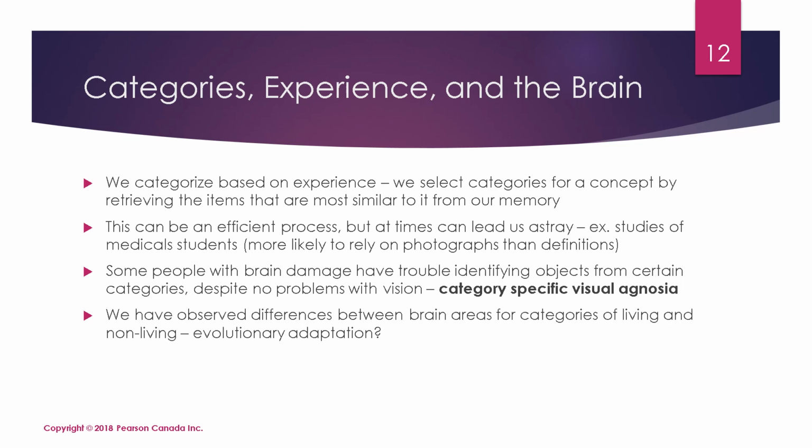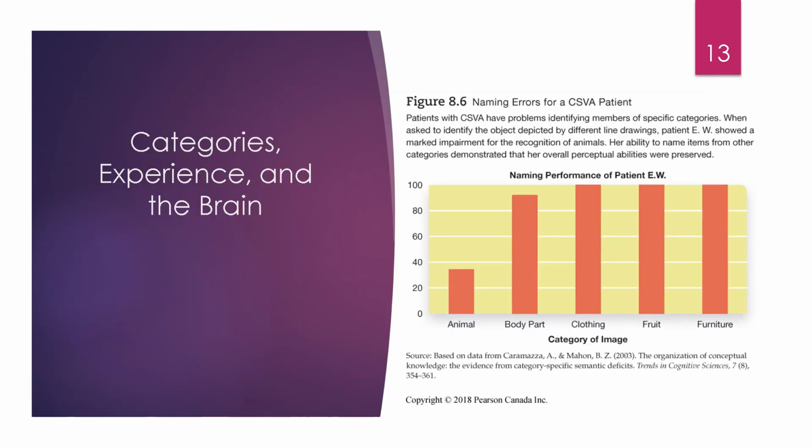to our evolutionary advantage. So here's a little example of what we were just talking about, category-specific visual agnosia. You can see that, for example, this patient was really well able to identify body parts, clothing, fruit, and furniture, but pictures of animals they had a really hard time identifying. So that shows that probably that category of animal is stored somewhere else in the brain, separate from these other categories, which leads to that idea that certain categories have certain areas in the brain.